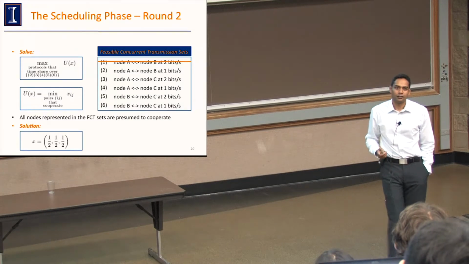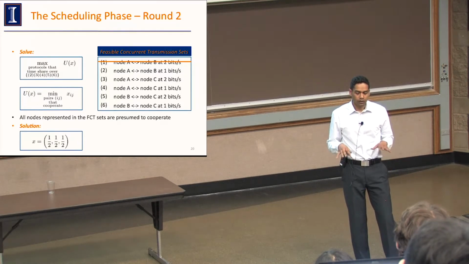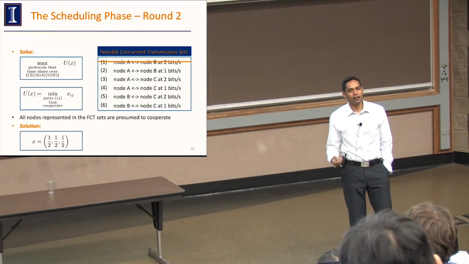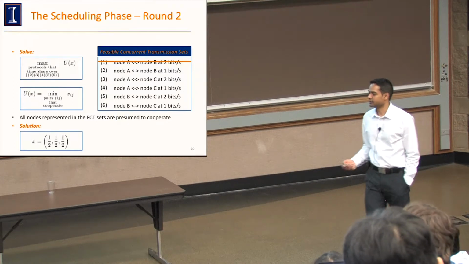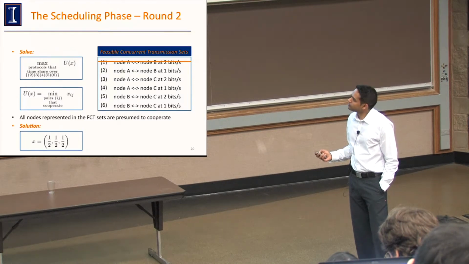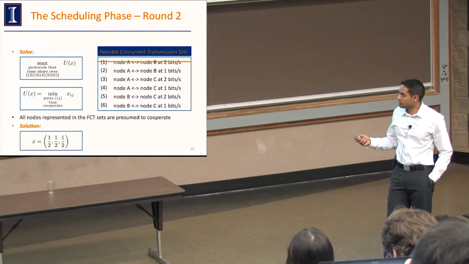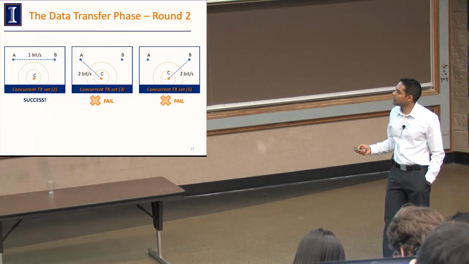Right. So one of the assumptions of the model is that the subgraph of good nodes is connected at some base rate. So they exchange that information over that base rate. Okay. And so the solution to this problem, with now a smaller set of feasible concurrent transmission sets, is 1/2.